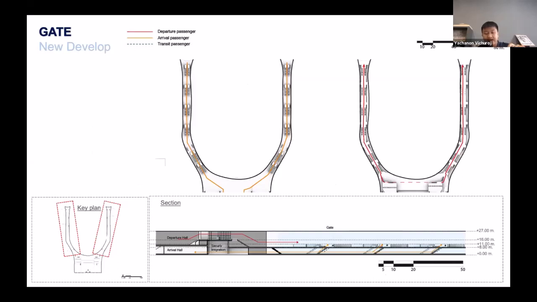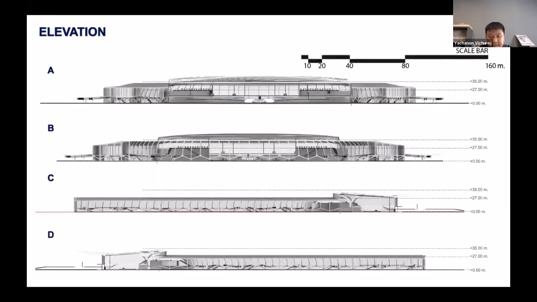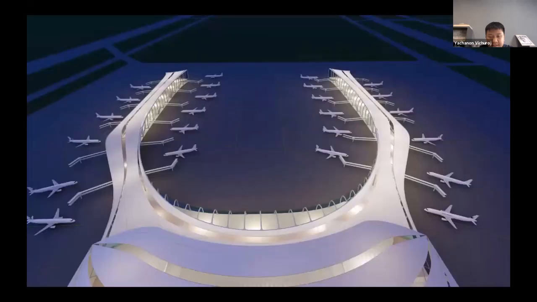And this is a gate. I separate arrival passengers and departure passengers onto different levels to make it easier to go and get the immigration check. This is the transit. Yeah, this is the overall project, and I'm going to show you the perspective where I applied my prototype to Utapao.